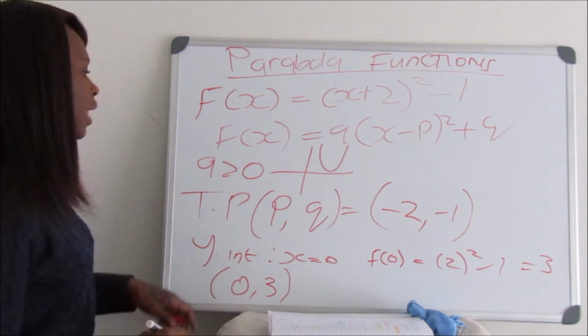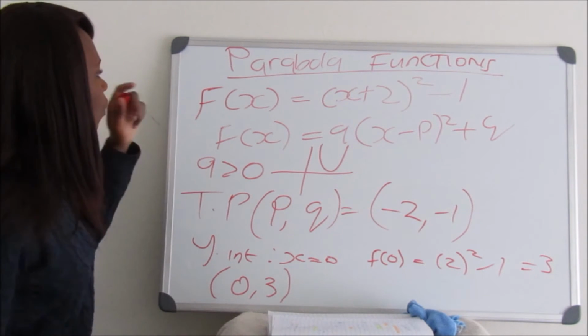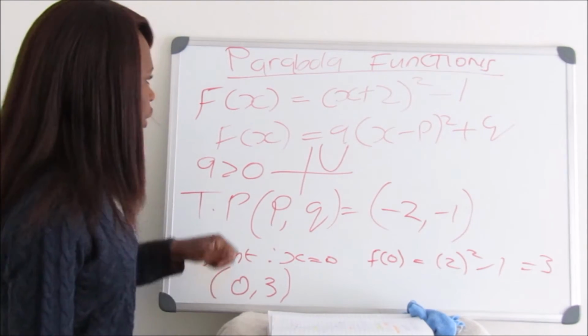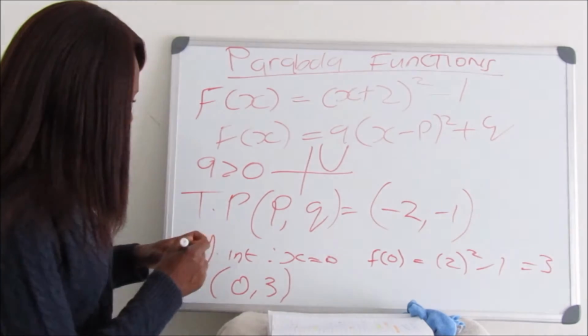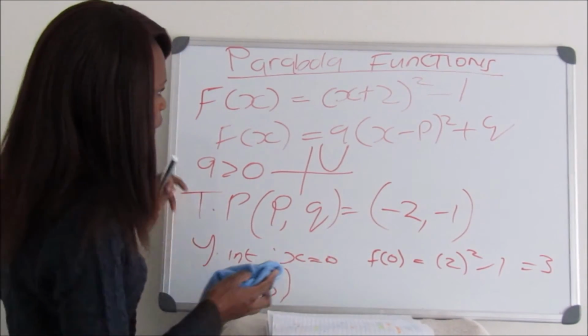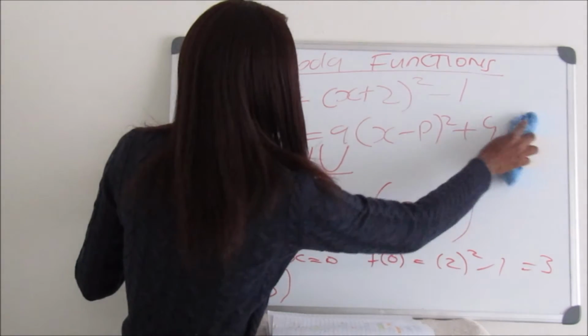All right, then from here we just have to find the x-intercept by making y equal to 0. So, if I can just make a space here.